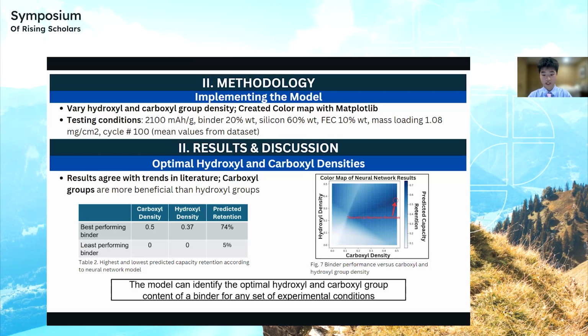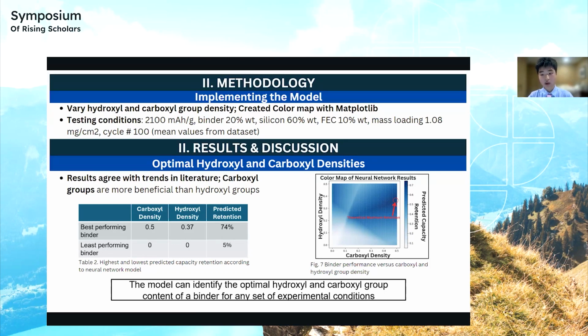The resulting graph was figure 7. And you can see that the higher carboxyl group density and the higher hydroxyl group density indicates a higher predicted capacity retention, and vice versa. Particularly, the maximum point occurs when the carboxyl group density is 0.5 and hydroxyl group density is 0.37, while the lowest predicted capacity retention occurs when the carboxyl group density is 0 and hydroxyl group density is 0.